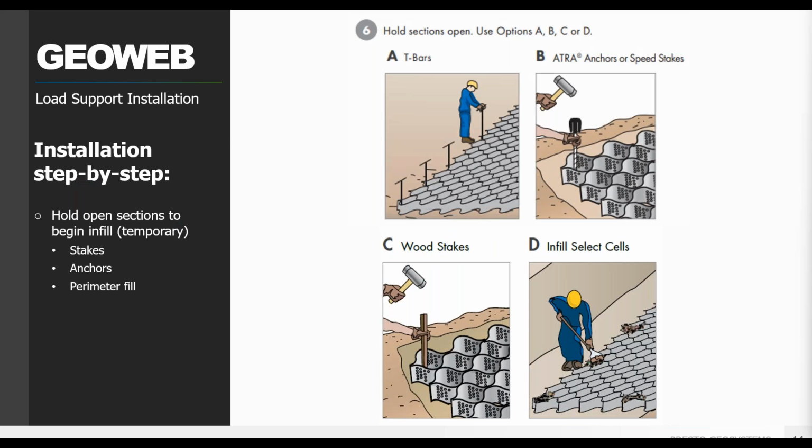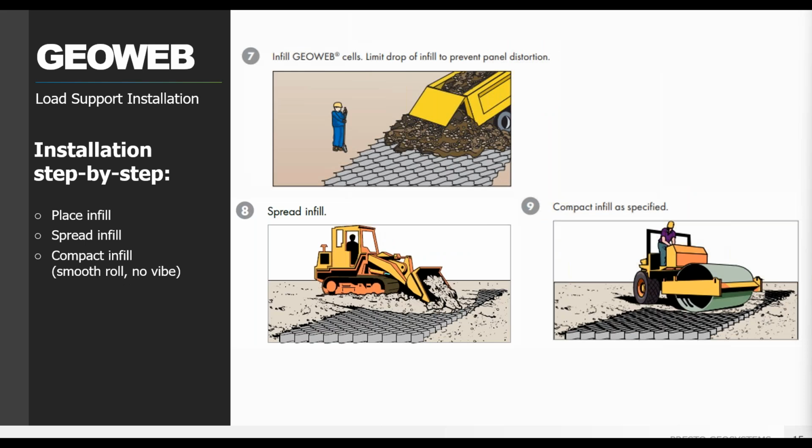You'll want to hold the GeoWeb sections open for infilling, either with temporary stakes or by filling a few cells around the perimeter. We'll see an example of that in just a few more slides. Infill is placed, spread, and compacted with an appropriate wear surface. According to design, that could be an unpaved surface, a flexible pavement, or a rigid pavement atop the GeoWeb.